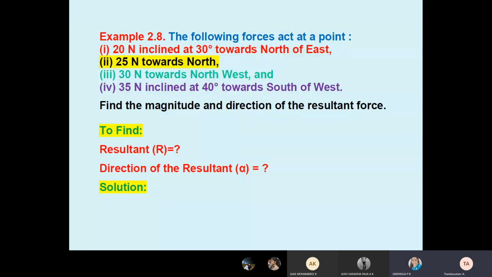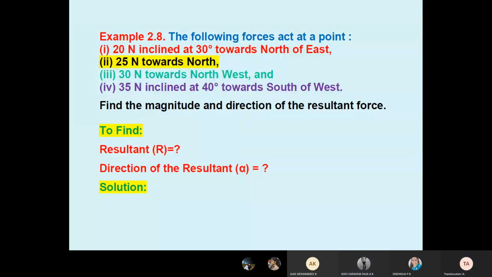Kaviraja, can you read the statement? Yes, sir. The following forces act at a point. First, 20 Newton inclined at 30 degree towards the north of east, and 25 Newton towards north, 30 Newton towards northwest, and 35 Newton inclined at 40 degree towards south of west. Find the magnitude and direction of the resultant force.